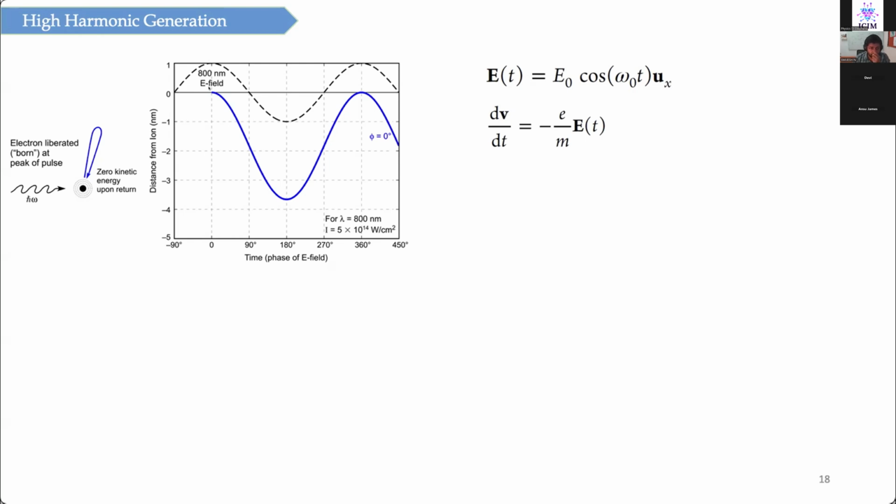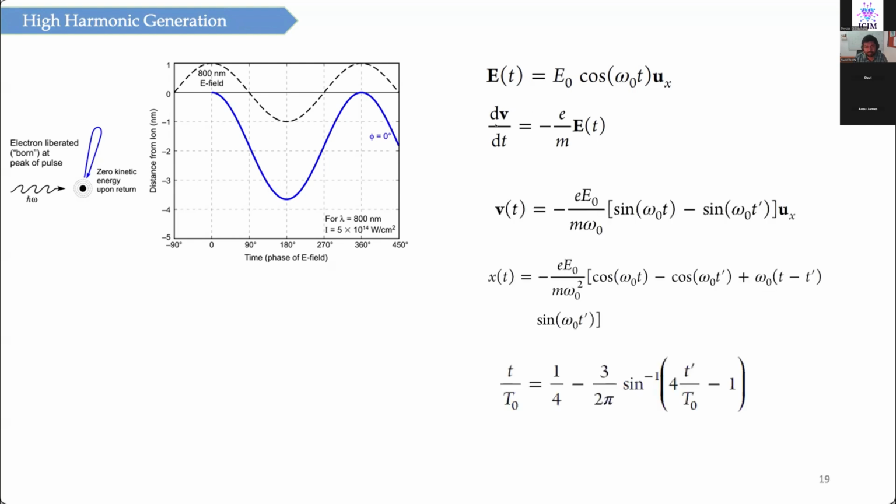Now we need to find out the velocity and the trajectory of this electron. You can use this equation to calculate the velocity using dv/dt. You change it to this format, because this is a force. Force is F = qE, so dv/dt is equal to minus e by m times E(t). Then if you integrate with boundary conditions, you get velocity, and you integrate again with boundary conditions, you get x(t). So you have position and velocity.